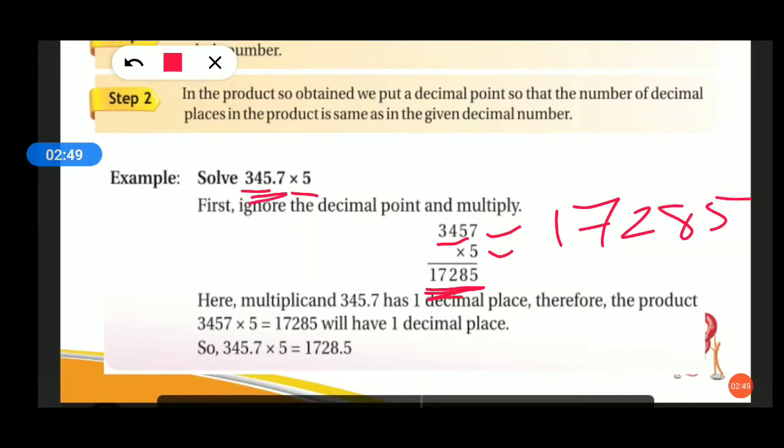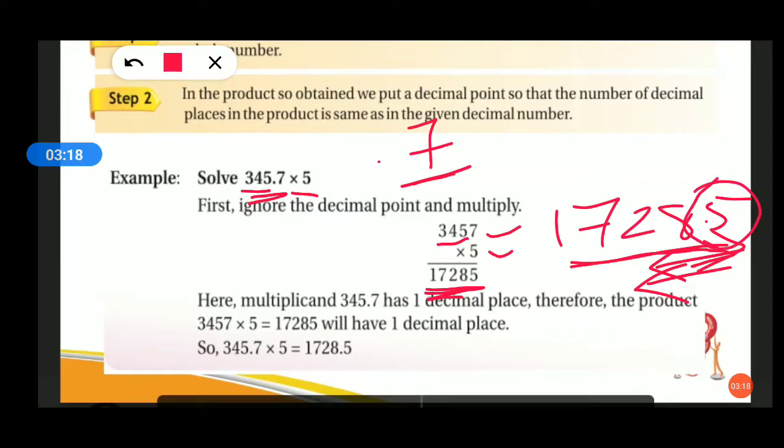Now check the decimal. In the decimal number, after the decimal how many numbers are there? Only 7, only one number is there. So from the last, that is from the right, keep only 1 point. Okay students? From the right end you need to move to the left, and the decimal should be kept there. The last number on the right is 5. So after the decimal you need to have only 1 digit. So we have 1728.5. Understood students? We will see the next example also.